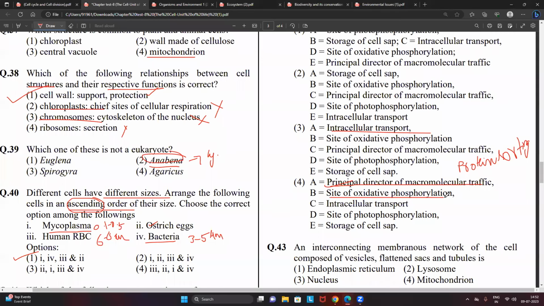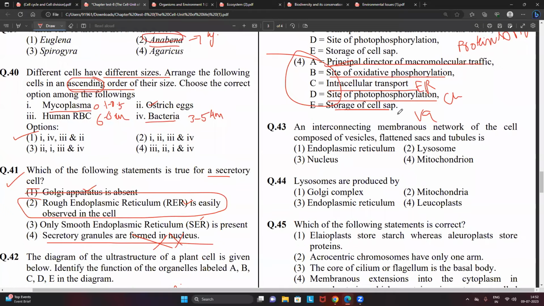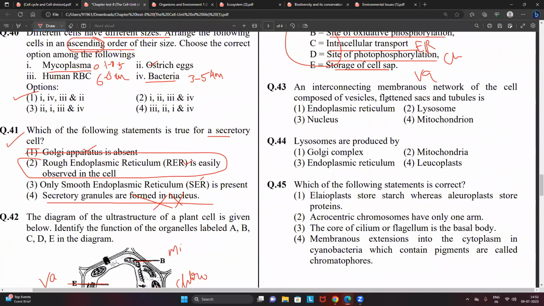Mitochondria is the site for oxidative phosphorylation. Intracellular transport, site of photophosphorylation is what? Chloroplast. We already know that. Intracellular transport, what is this particular C1, which is the ER. Correct, na? Storage of the cell sap is the vacuole. Hence the correct answer is number 4. Slowly think it, slowly think it. Question number 43.